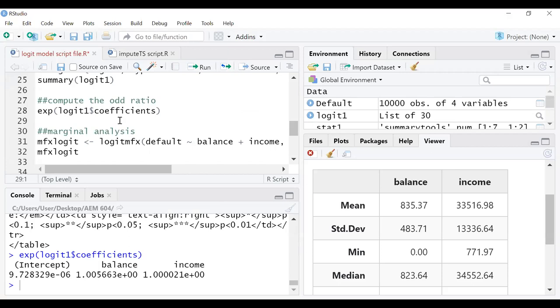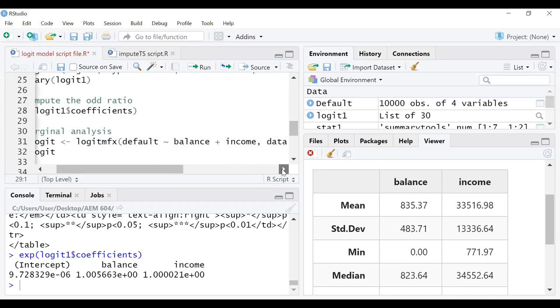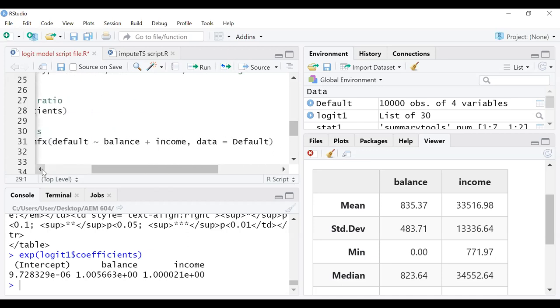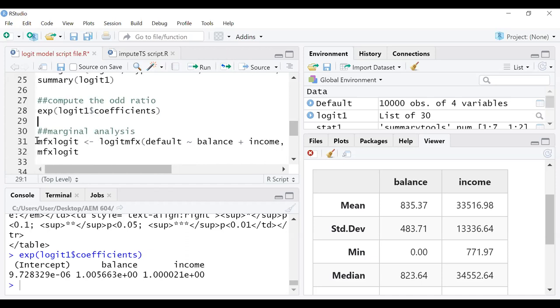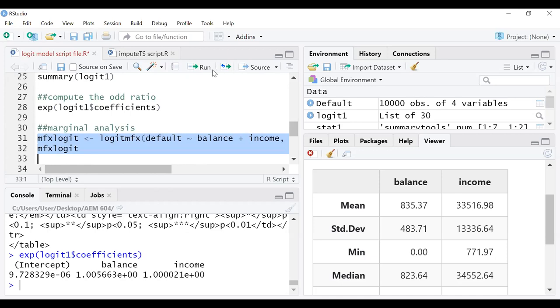Now we want to look at the marginal analysis. It's very important. For the marginal analysis, the function is logitmfx. Very straightforward. The dependent variable is default as a function of the independent variables, balance and income. This is your data set, Default. Let's run it and we get our results.